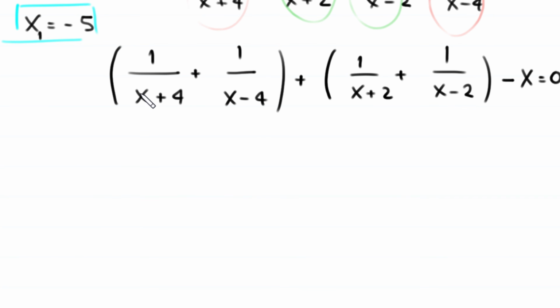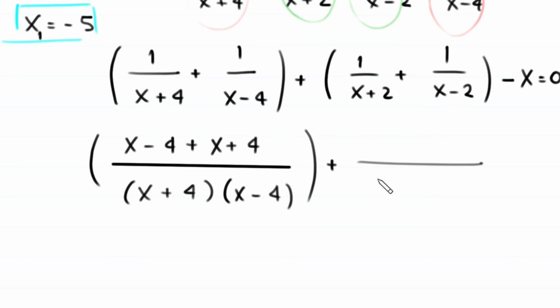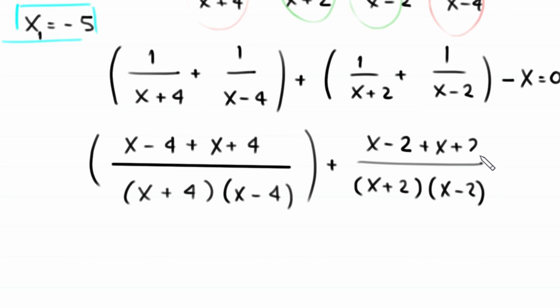Now we take the LCM of these two denominators. The LCM is x plus 4 times x minus 4. So x minus 4 will come here, plus x plus 4 will come here. In the same way, we take the LCM of these two denominators. The LCM is x plus 2 times x minus 2. So x minus 2 will come here, and plus x plus 2 will come here. Minus x equal to 0.